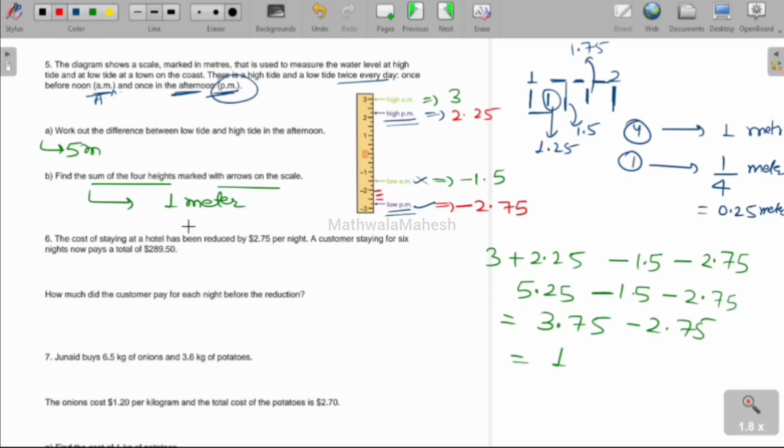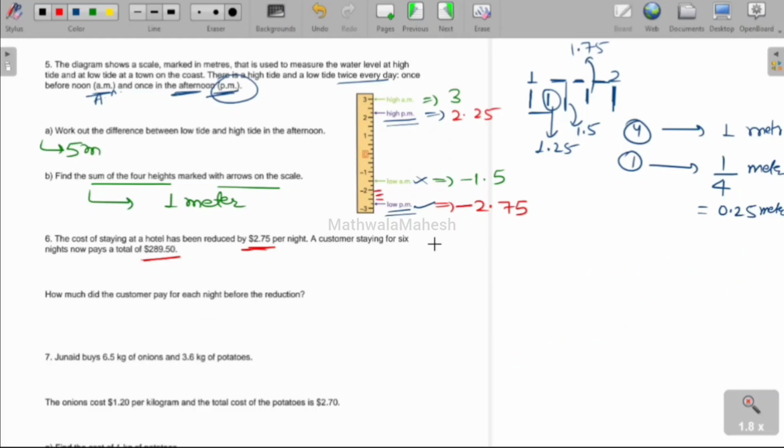Now the sixth one. The cost of staying at a hotel has been reduced by $2.75 per night. A customer staying for 6 nights now pays a total of $289.50. How much did the customer pay for each night before the reduction? So after reduction, the price is $289.50.